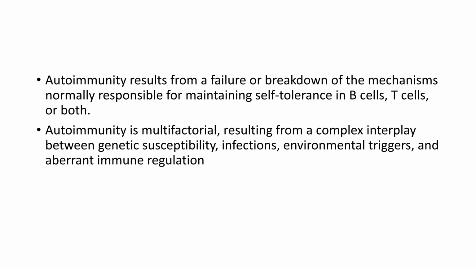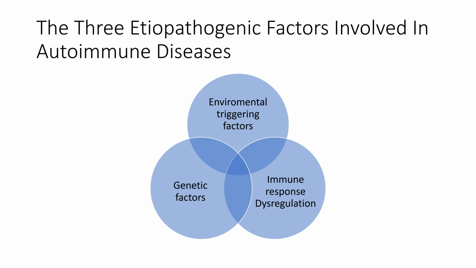So how does autoimmunity exhibit itself? First of all, it results from the failure or breakdown of the immunotolerant mechanisms normally responsible for maintaining self-tolerance in B cells, T cells or both. Autoimmunity is multifactorial, resulting from a complex interplay between genetic susceptibility, infections, environmental triggers or aberrant immune regulation. These are the triggering factors. The three most important etiopathogenic factors involved in autoimmune diseases are: first, environmental triggering factors; second, genetic factors; and third, the most important, immune response dysregulation.